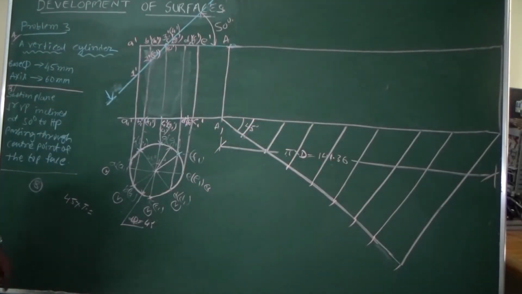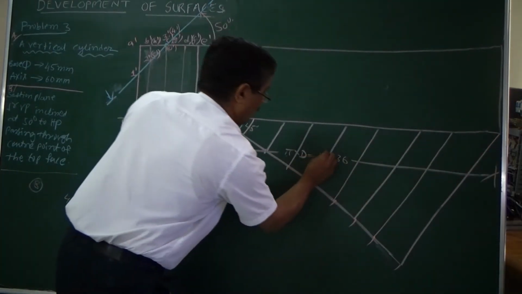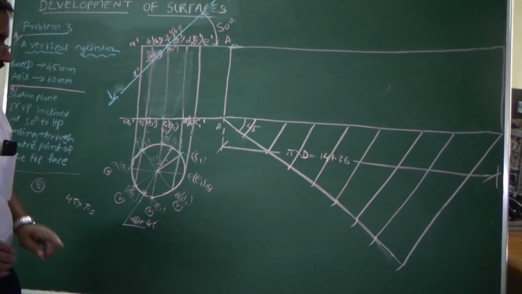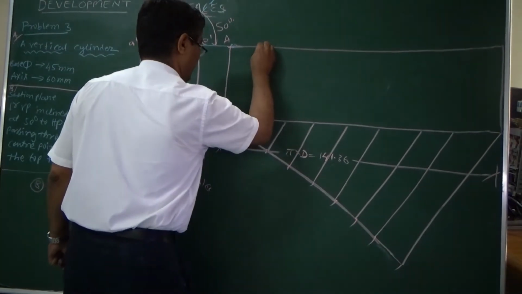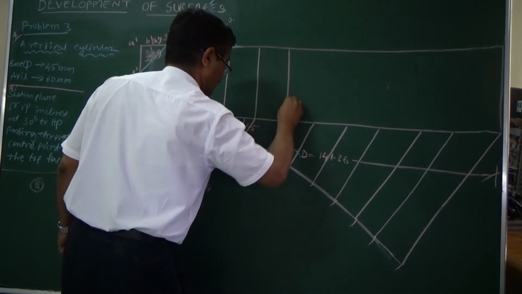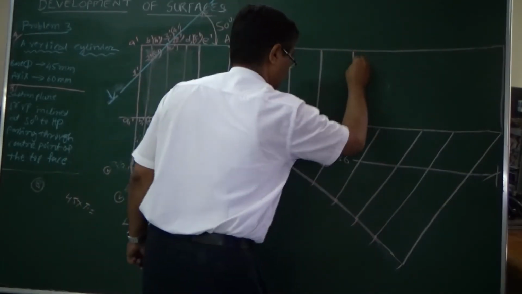So when you draw a line like this, the total length pi d, that is 141.36, gets divided equally into 8 parts. Now if I draw this, we'll observe how many parts we get. So let us take these lines, thin lines only, don't take thick lines. So draw vertical lines here.